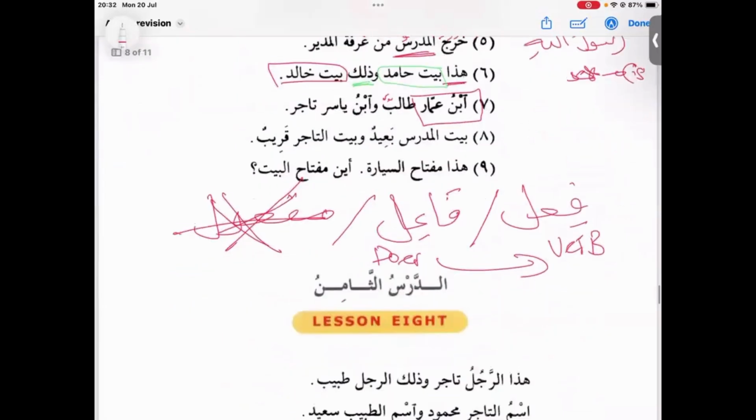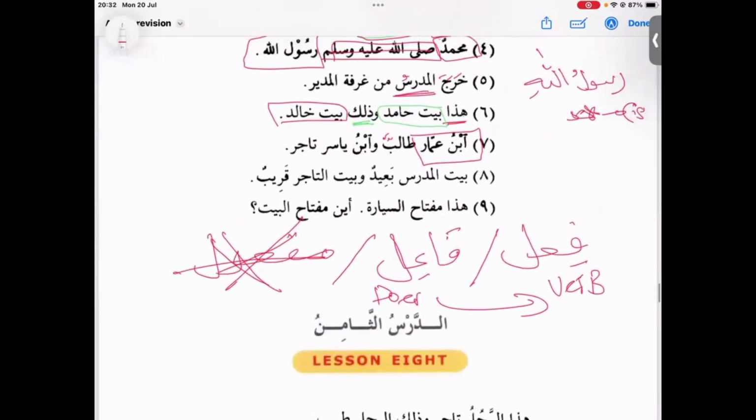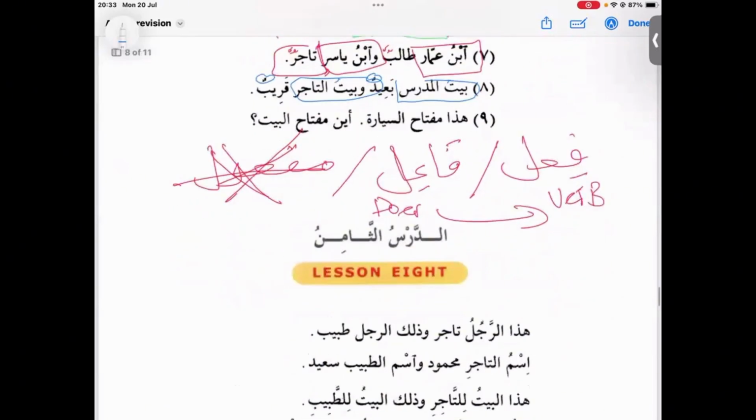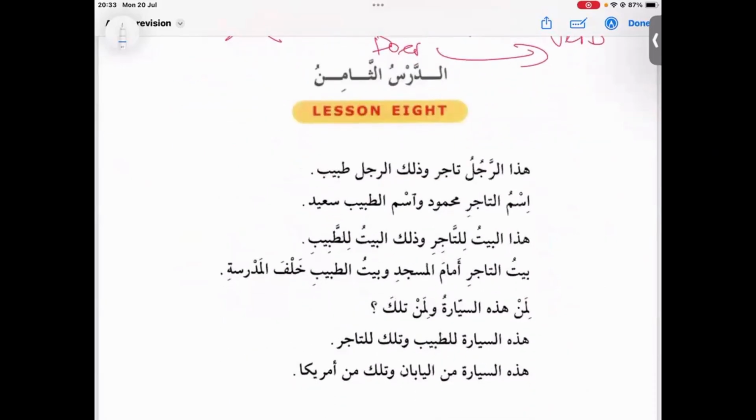So here we are saying Ibnu Ammarin talibun wabnu Yasirin tajirun. Ibnu Yasir is the mubtada and tajirun is the khabar. Another example. Baytul Mudarrisi, that's the mubtada. Ba'idun khabar. Wa baytu tajiri mubtada. Qaribun is near khabar. And the other examples are clear. Then we went to lesson number 8.